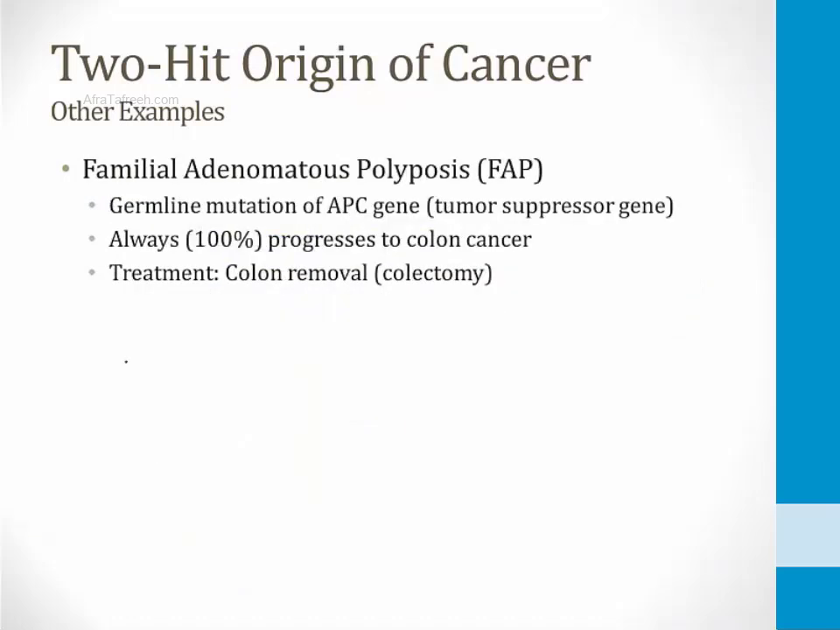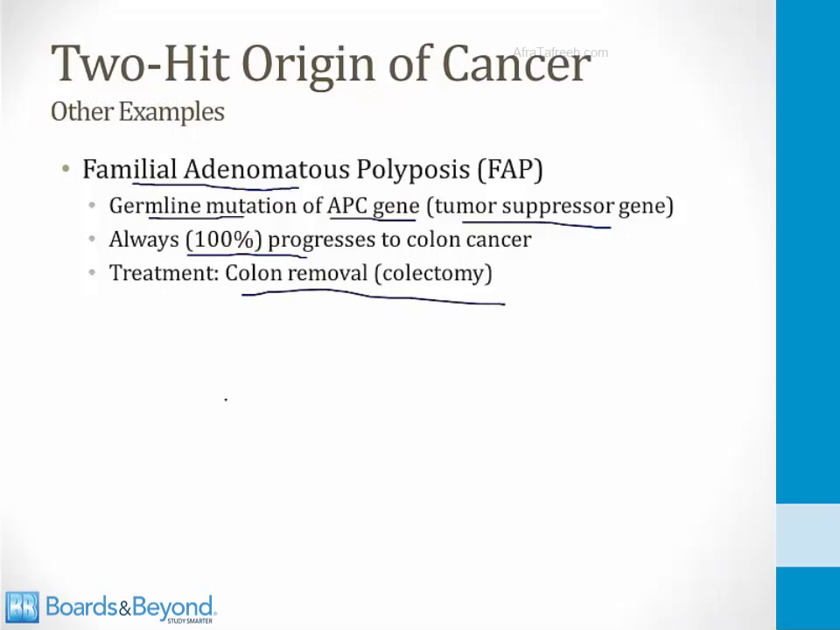Another example that also involves the GI tract is familial adenomatous polyposis, or FAP. This is a germline mutation in the APC gene, another tumor suppressor gene. It always, 100% of the time, progresses to colon cancer. In fact, the risk of colon cancer is so high that people born with this germline mutation have a colon removal or a colectomy surgery prophylactically to prevent the development of colon cancer.